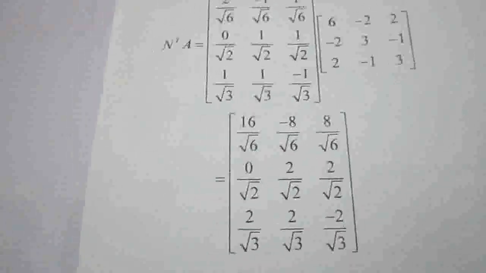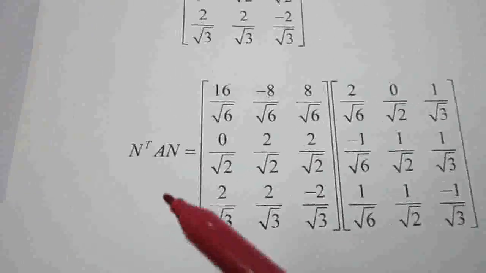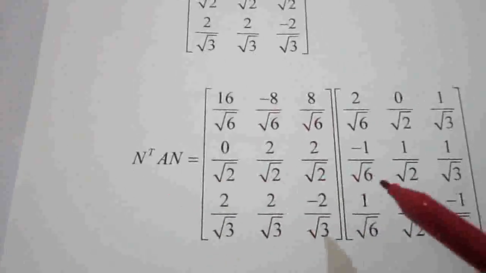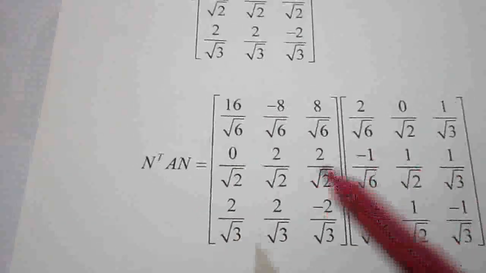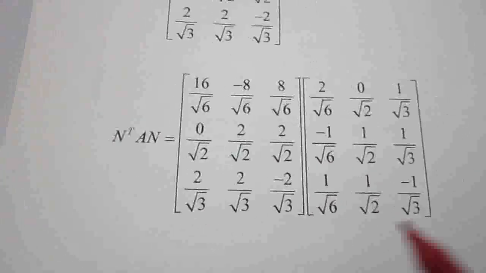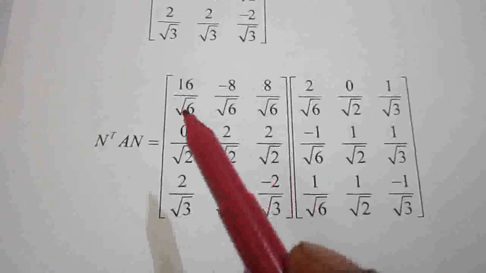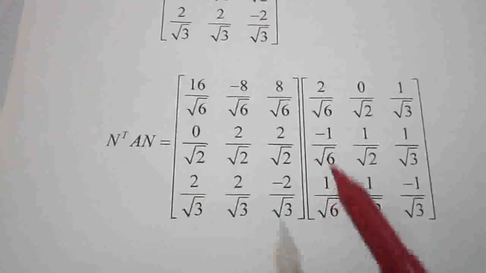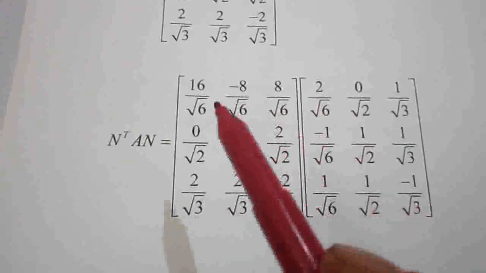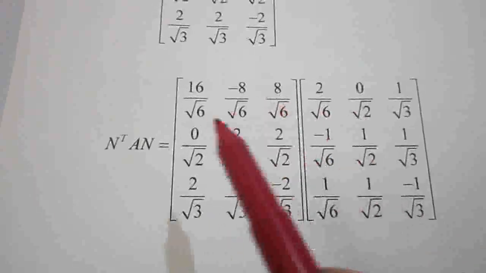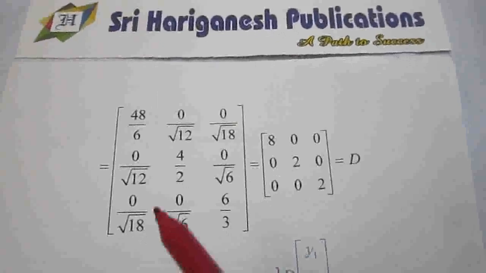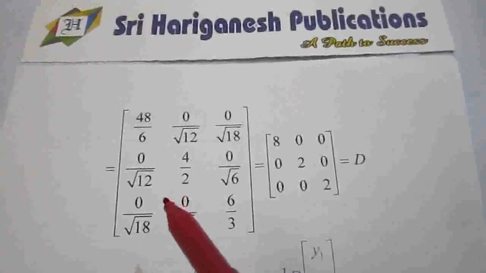Now in N transpose into A, I am going to multiply N. This is N. By multiplying these two, we will get the capital D. It is easy because the first row is multiplied with the first column. Here also root 6, root 6 into root 6 is 6. So the first term is divided by 6, and we multiply as usual. So this is the resulting matrix of N transpose A into N.